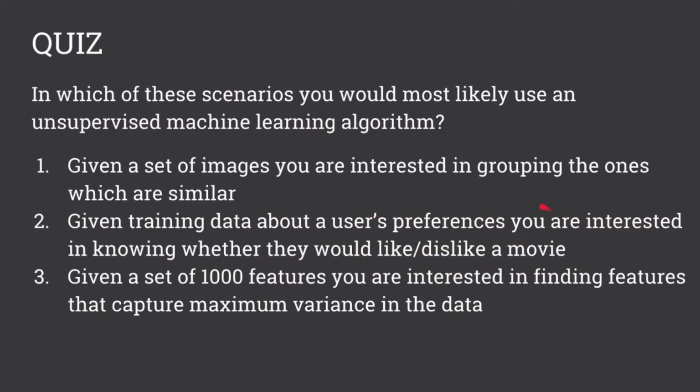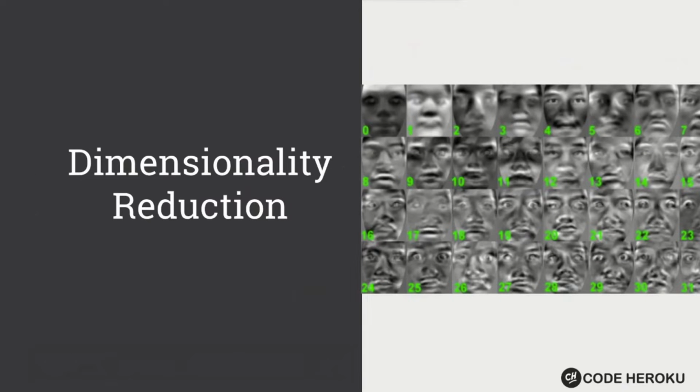Okay, so for those who have said only one, let me tell you that three is also included, right? Given a set of 1,000 features, you are interested in finding features that capture maximum variance. You are trying to explore your data itself, right? And as you saw over here, dimensionality reduction is an important application for unsupervised machine learning.